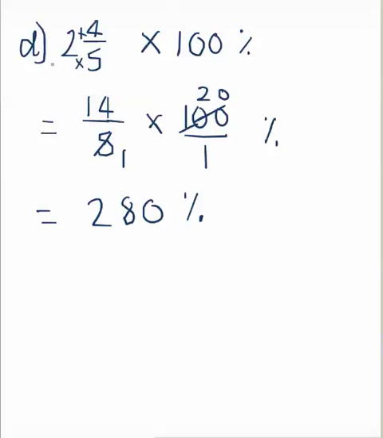Okay. And like I said, because we had a whole number too, we expected to get 200% at least. And if you remember from the previous question, 4 over 5 was actually 80%. So 200 plus 80 gives you 280%. Okay, our next question.